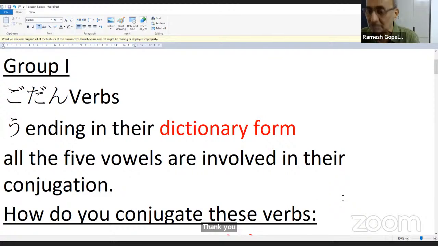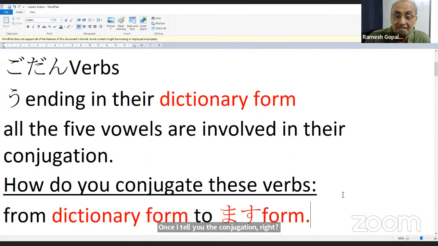Why do you have to change forms? Because you have to use verbs like that. To use verbs, you have to change forms. That's it. Once I tell you how to conjugate, you will understand. So now, from the dictionary form, we're going to change verbs to the mass form.